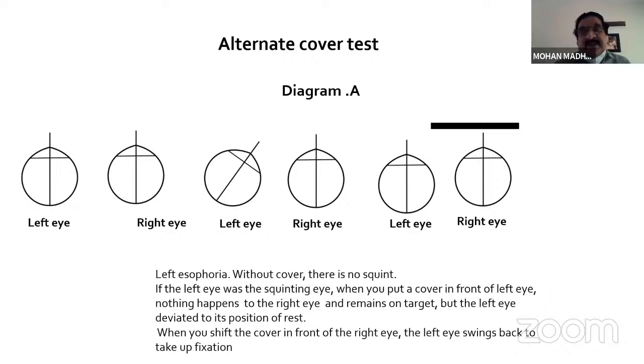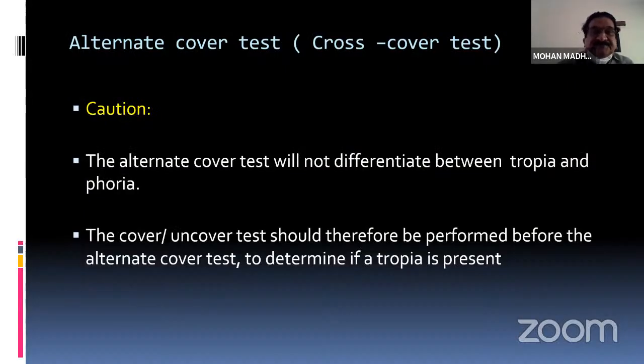So what does it mean? Originally there was no squint. When you put a cover on the viewing or fixating eye, the eye which was deviated now comes back, because by putting a cover on the other side, we have made that eye go into its lazy position. When you shift the cover, you can find out the deviated position of the lazy eye. So you can diagnose the heterophoria. That is the principle of the alternate cover test.